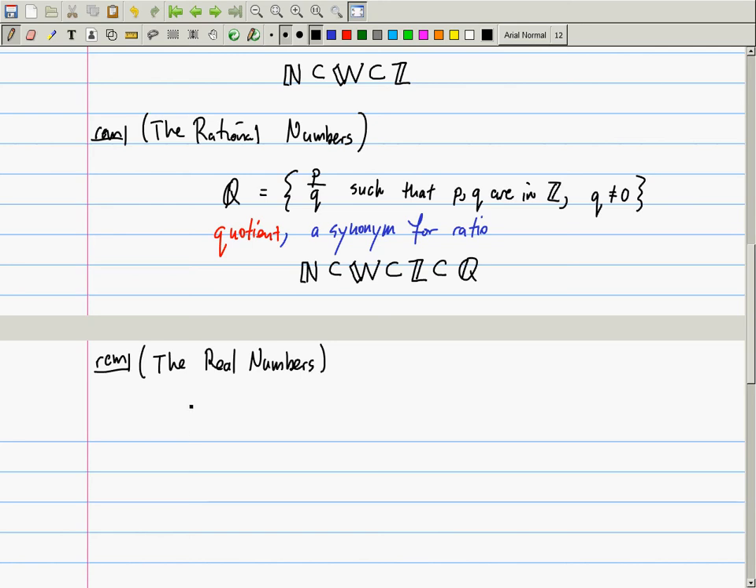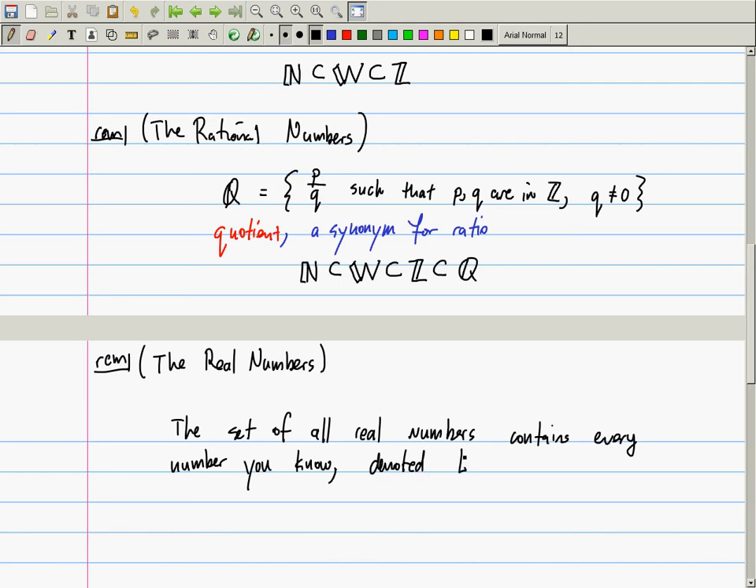The real numbers are denoted as follows. So what letter do you think it is? R, it is R. Finally, right, we finally got one. The set of all real numbers, and this is just going to be a loose definition, the set of all real numbers contains every number that you know. It is denoted with a boldface R for real.